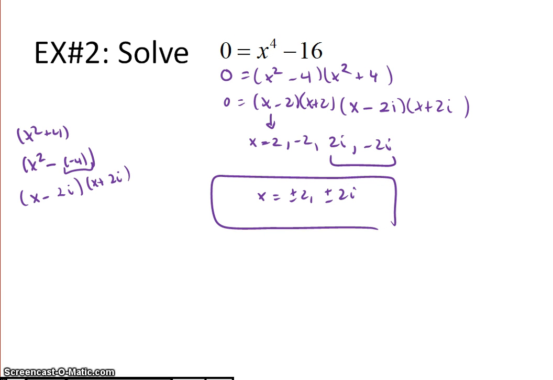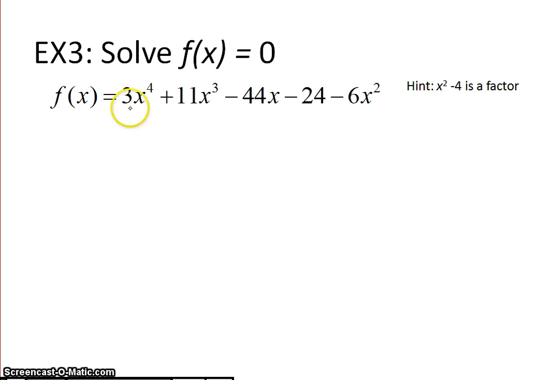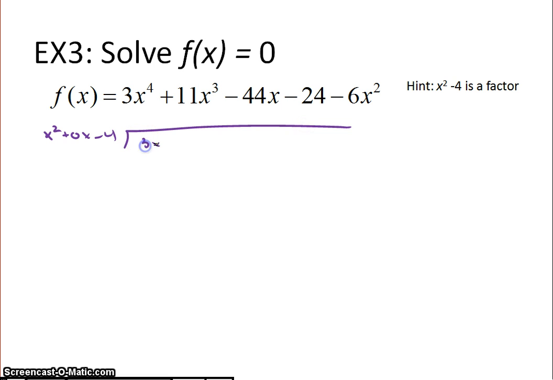So let's move on to the next equation. For this one, we want to solve this polynomial. We're given x squared minus 4 as a factor. Since it's a factor, I'm going to set it up with long division. Minus 4, I had to have the placeholder. 3x to the 4th plus 11x cubed minus, oops, I need to put all of them in order. So it's minus 6x squared minus 44x minus 24. Now I have it in order and I can do my long division.